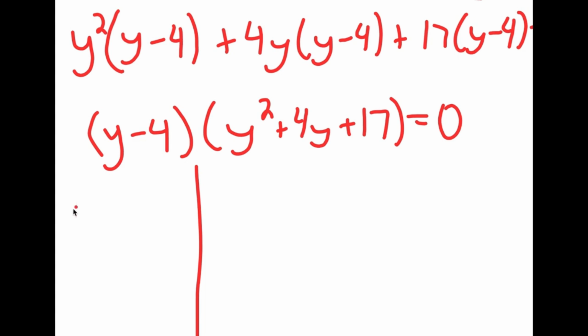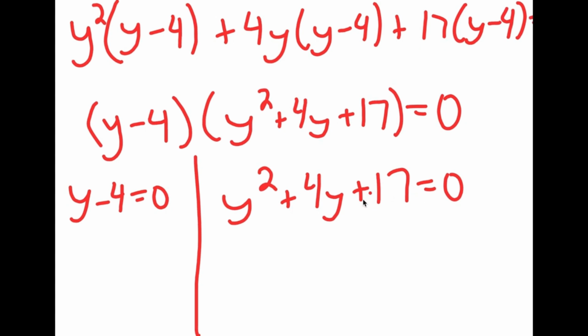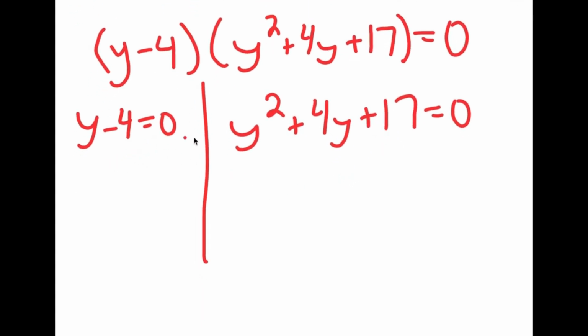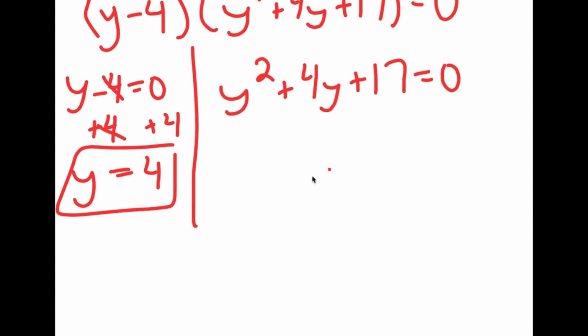And now this gives me two equations. I get y minus 4 is equal to 0, and I get y squared plus 4y plus 17 is equal to 0. So for y minus 4 equals 0, add 4 on both sides, and I get y equals 4. For y squared plus 4y plus 17 equals 0.